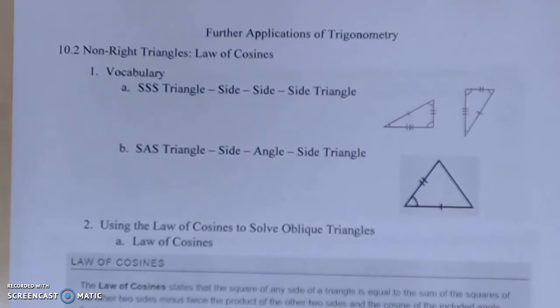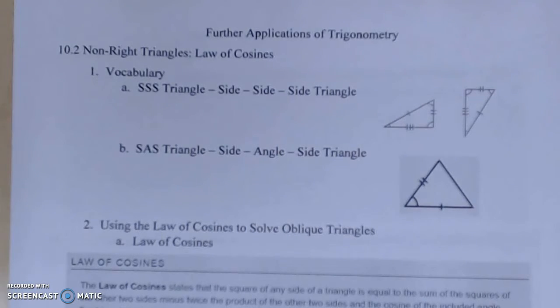10.2, we're going to be looking again at non-right triangles or oblique triangles, but now we're going to be picking up and learning the law of cosines. As always, we don't need to forget any of our previous knowledge or what we just did in section 1. To start us off, like we did in section 1, we're going to work with vocabulary.